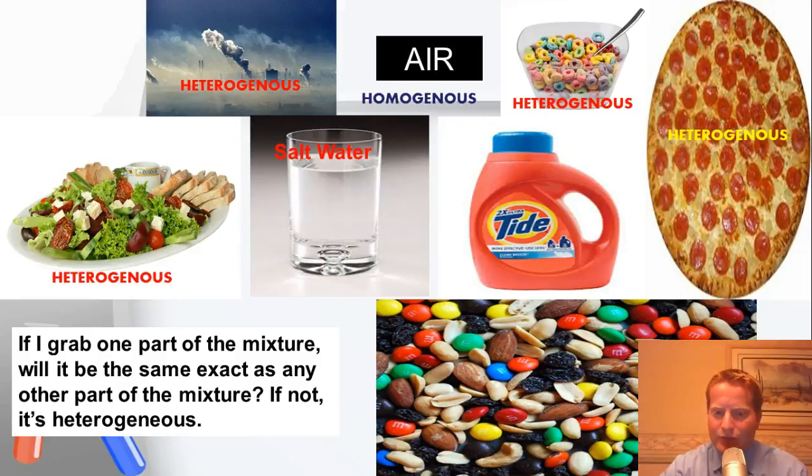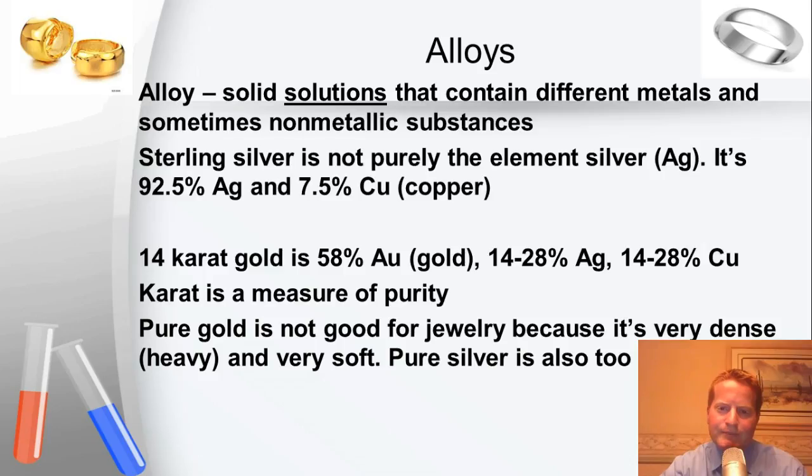What do you think about the water? Salt water. Actually, there's salt in there. If it was just water, it would be a compound, right? But because there's salt in there, it's a mixture. Heterogeneous or homogeneous? What do you think about Tide? Not the bottle, but just what's in the Tide. And finally, what do you think about the trail mix? Heterogeneous.